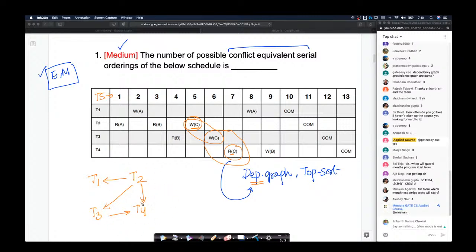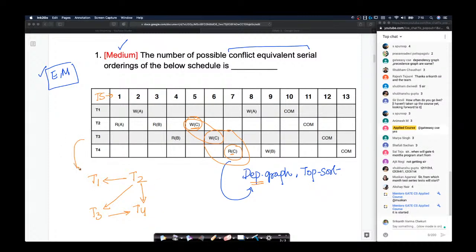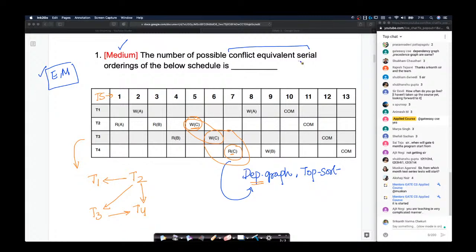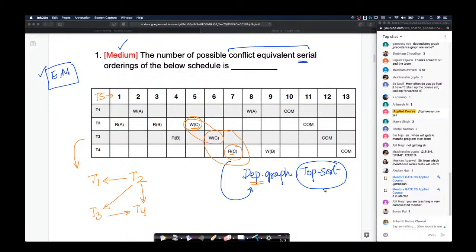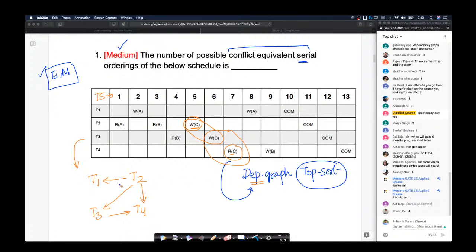I've solved this problem before coming to the session. This is how the dependency graph looks. The moment you arrive at the dependency graph, the problem is more or less straightforward. Now, using this dependency graph, try to create serial orderings. To create serial orderings, the easiest way is to start performing topological sort. Take a node with in-degree equal to 0. Say this is a directed graph that we have. Look at a node with in-degree equal to 0. This does not have in-degree 0; this has in-degree equal to 0.